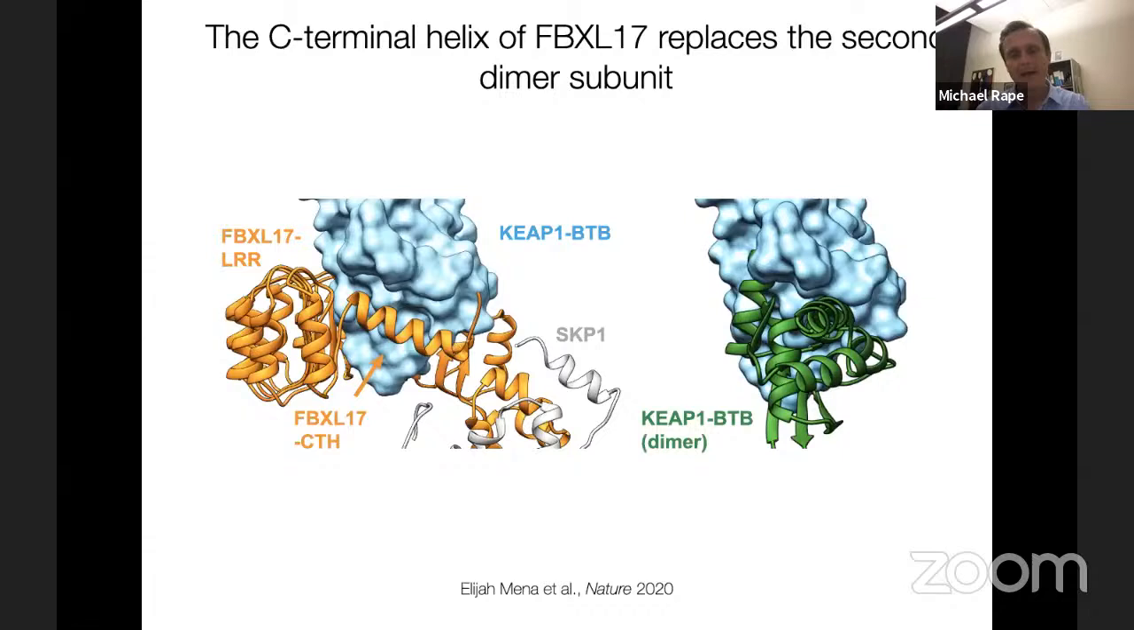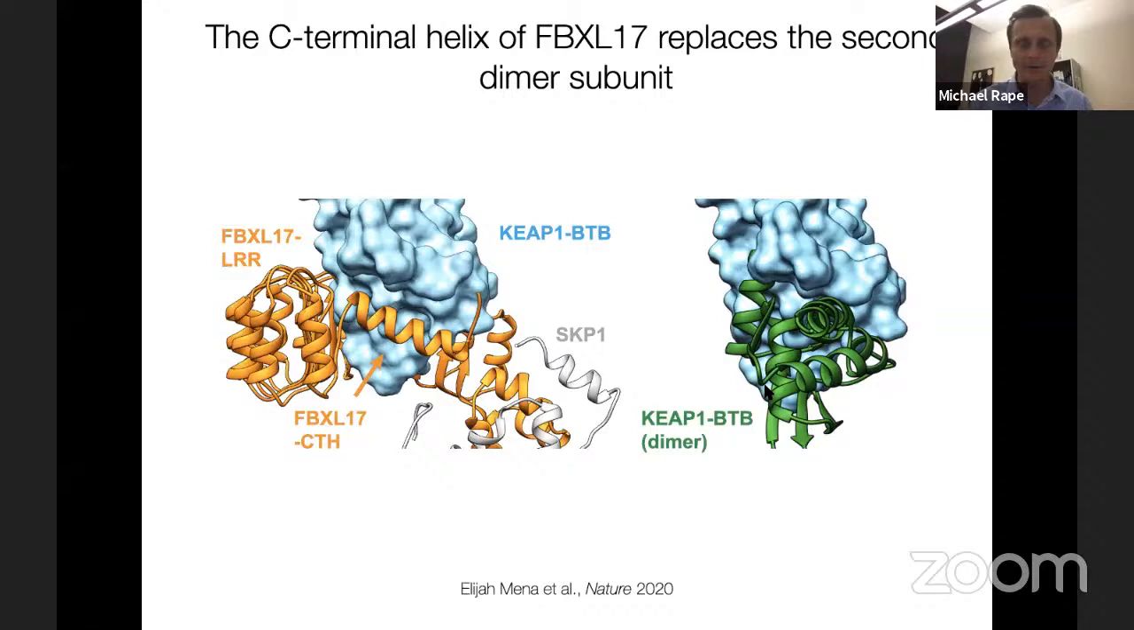We could explain now why there was only a monomer, because when you looked at the BTB domain, on the right side here is the dimer that we typically see as the functional unit. Green is one subunit and turquoise the other. And you see that the C-terminal helix, or the CTH, of FBXL17 really sits right smack in the place where the other dimer subunit was. So you can either bind FBXL17 or another dimer subunit, but not both at the same time, at least in the final stage of the reaction that we visualize here in these structures.